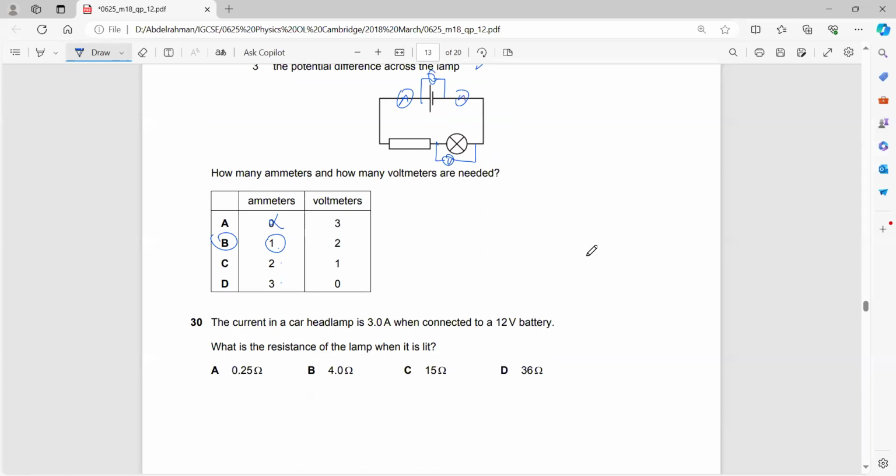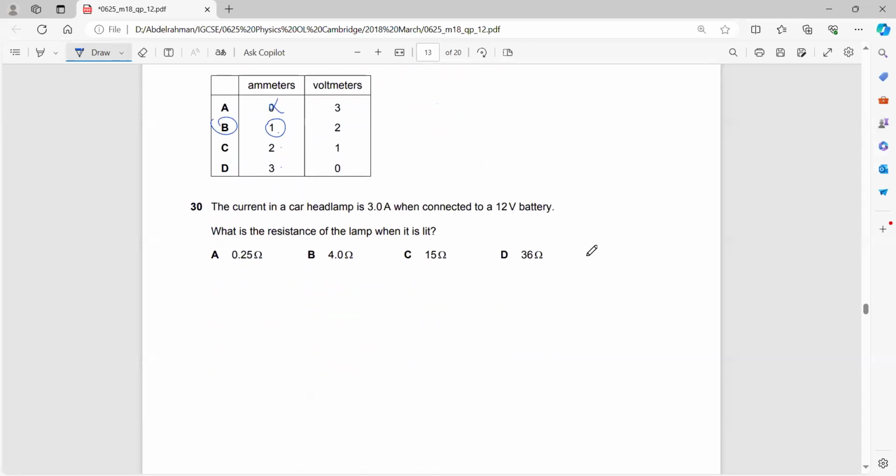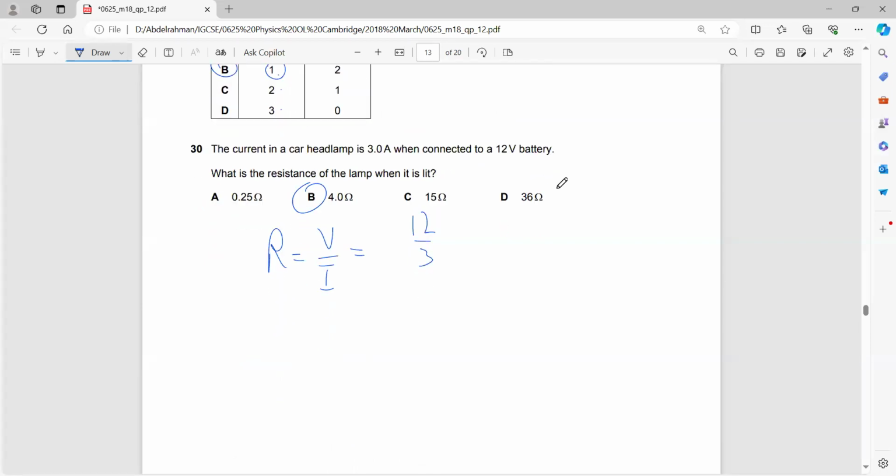Question 30. What's the resistance of the lamp when it is lit? How can I find the resistance? Very easy. R equals V over I, 12 over 3, which is 4 ohms.